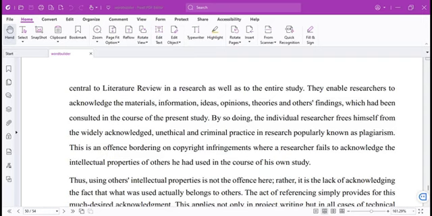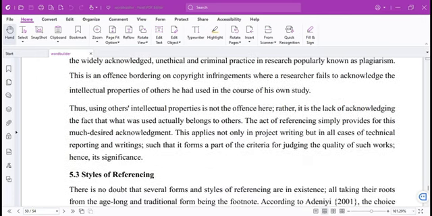This is an offense bordering on copyright infringement, where a researcher fails to acknowledge the intellectual properties of others they have used in the course of his own study. So it's actually a criminal practice. It's very unethical when you make reference to somebody else's work and then you fail to acknowledge that this work was done by this particular person. It's a crime, it's a criminal offense. So whenever you make reference to somebody else's work, you should be able to acknowledge that work. That frees you from this particular crime.